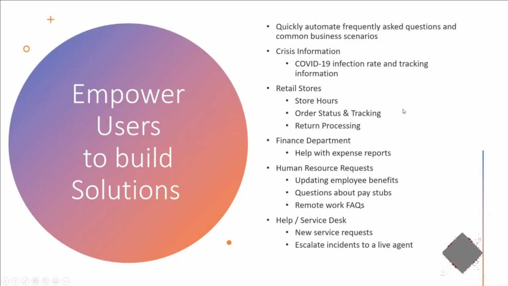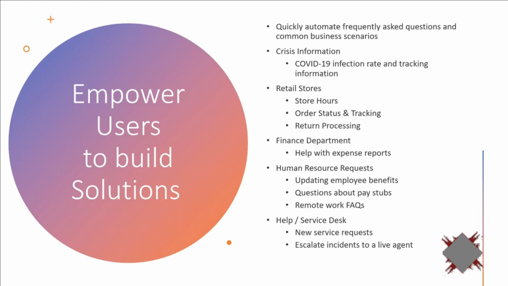Power Virtual Agents is really about empowering your users to build solutions. Some of the examples that we can talk about here on the right-hand side: quickly automate frequently asked questions. This is the number one easiest thing to do, is to have a frequently asked questions list. Maybe you have one in your company already. Power Virtual Agents allows you to import that list. You just put in the URL, it will go out and crawl this list and create the topics for you.